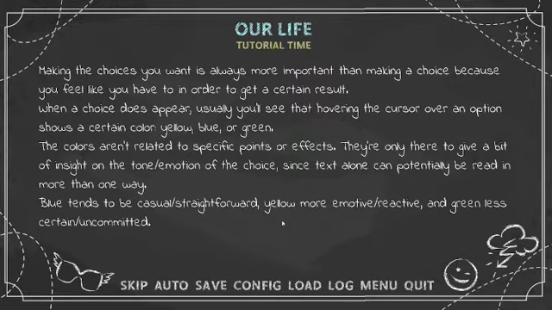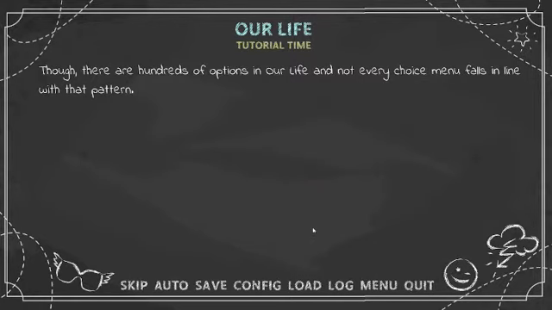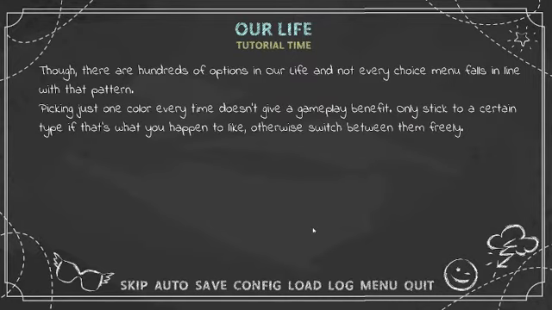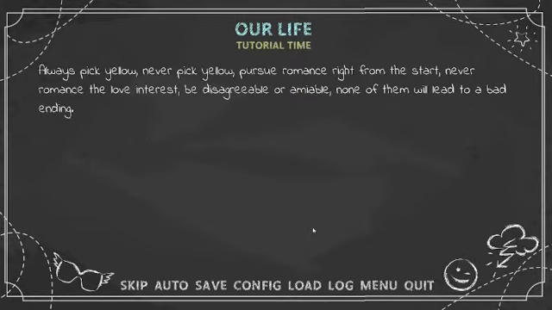Blue has the casual, straightforward. Though more emotive, reactive, and pretty less certain and committed. Though there are hundreds of options in our life, and not every choice menu falls in line with that pattern. Picking just one color every time doesn't give a gameplay benefit. Only stick to a certain type if that's what you happen to like, otherwise switch between them freely. I always pick yellow, never pick yellow, pursue romance right from the start, never romance the love interest, be disagreeable or amiable. None of them will lead to a bad ending.